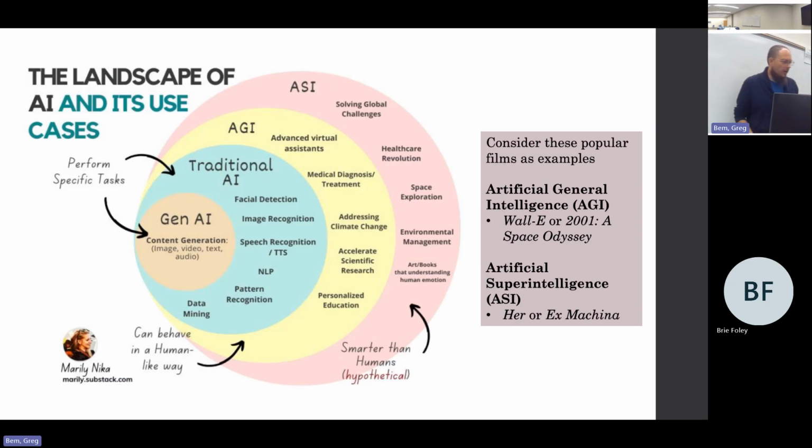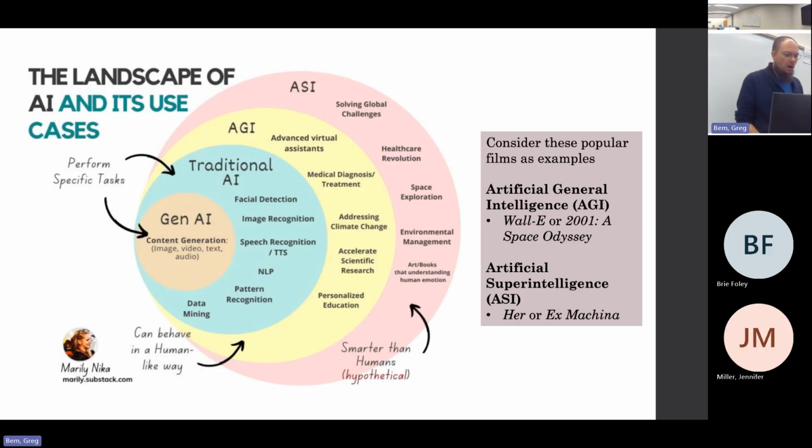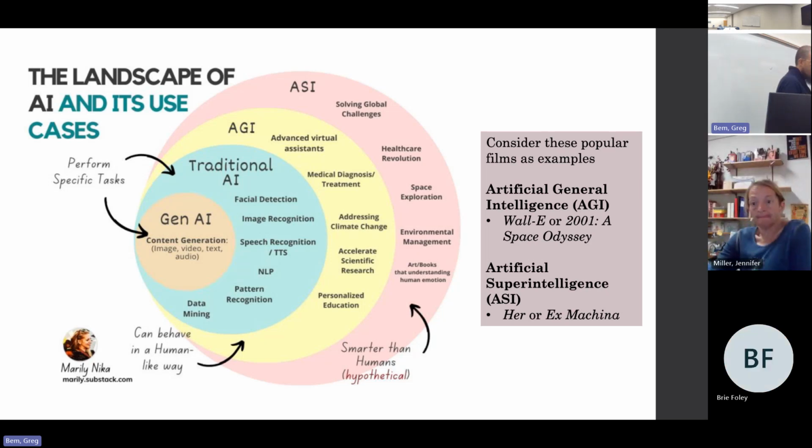It's, I think, helpful to look at GenAI in the context of other types of AI. And so this graph here, or this visualization, shows the different types of AI that are commonly known and described.